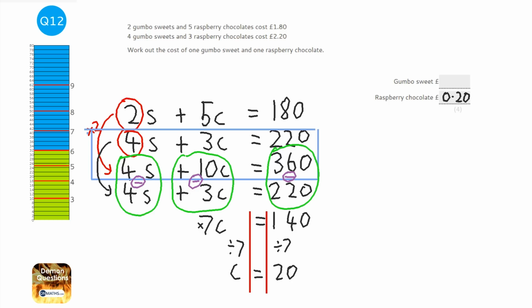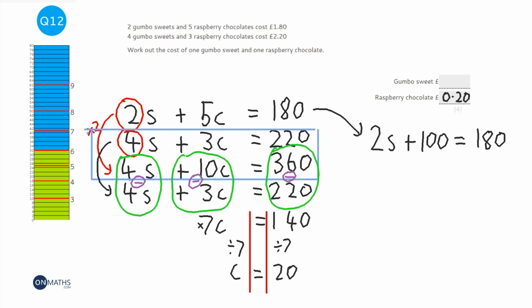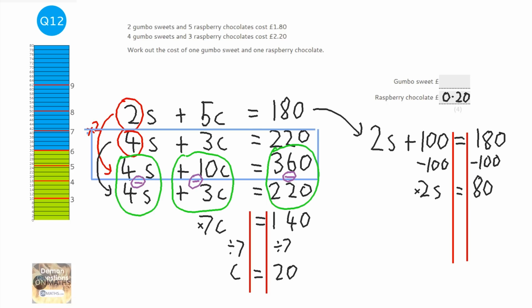Okay, but we need to work out what the price of the gumbo sweets is going to be. So what we do is we pick one of the original equations, and I'm trying to think what's going to be easiest. I like this one. So we're going to rewrite this, but instead of c, we're going to substitute in the 20. So it's going to be 2s, which we still don't know what s is, plus 5 times 20, which is 100, equals 180. Okay, so first of all we're going to get rid of that 100, so we're going to take away 100 both sides. So 2s equals 80, and then that's a times 2 there, so we've got to divide by 2 both sides. So s equals 80 divided by 2, which is 40. And so once it's in pounds, that's going to be 0.40 pounds.